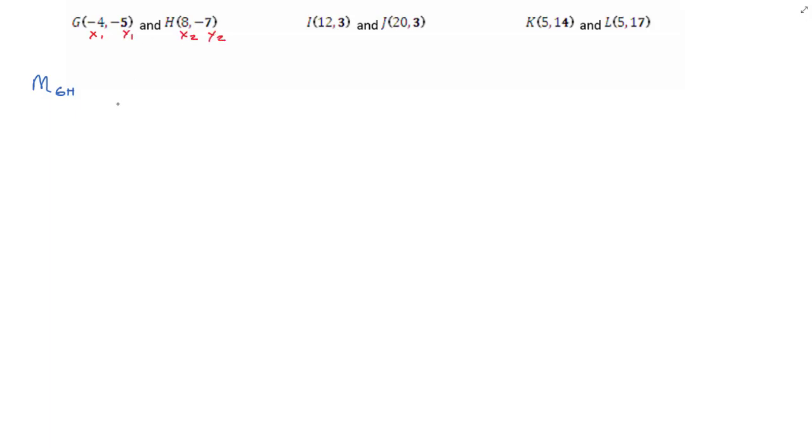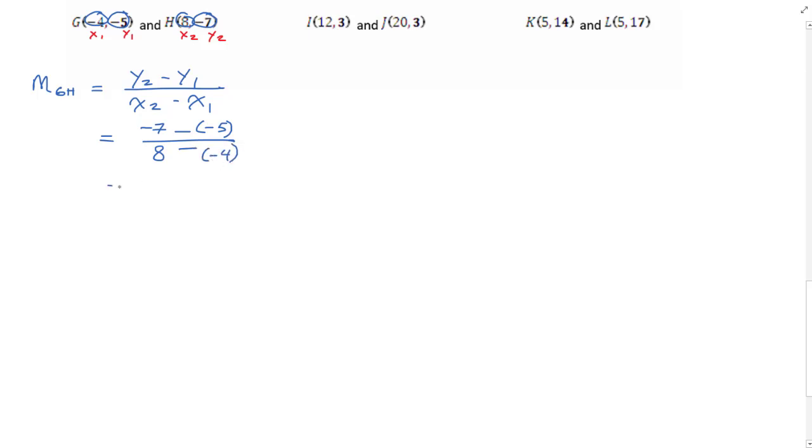And I'm labeling them every time myself so that I do not put the numbers in the wrong spot, because it's a pretty easy formula. Like I said before, you just got to be super careful that you get everything in the right spot and you have those negatives. So I got a negative here, negative there. So y2 is negative 7 minus y1 is negative 5. So we have a double negative. x2 is 8 and x1 is negative 4. So we have another double negative. Okay, so we're going to actually have negative 7 plus 5 and 8 plus 4.